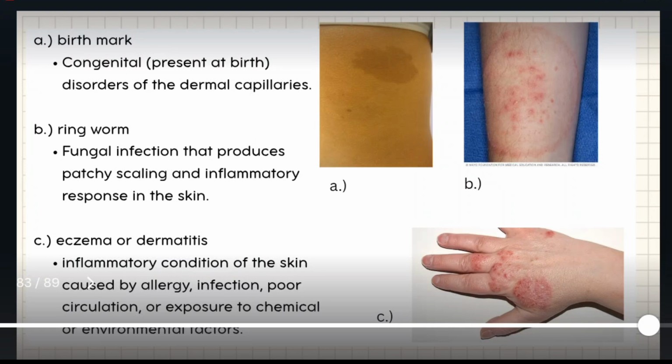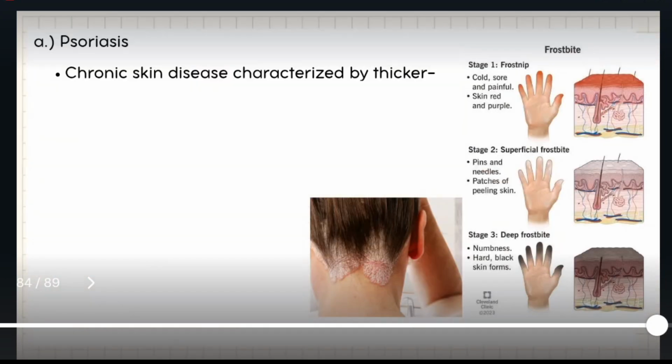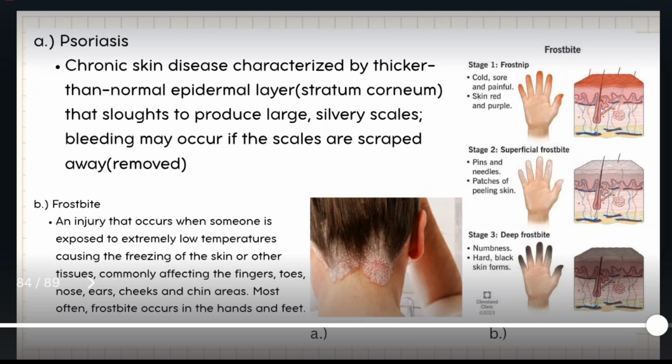The next one is psoriasis. Psoriasis is a chronic skin condition where the epidermis thickens, especially the stratum corneum layer. This leads to large, silvery scales forming in the skin, and if you scrape these scales, bleeding can occur.